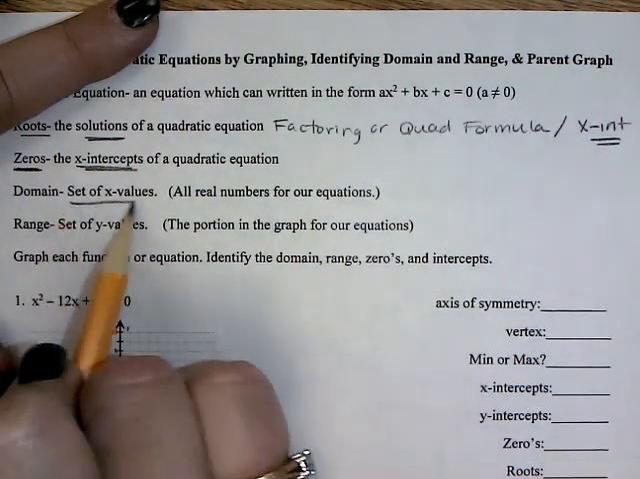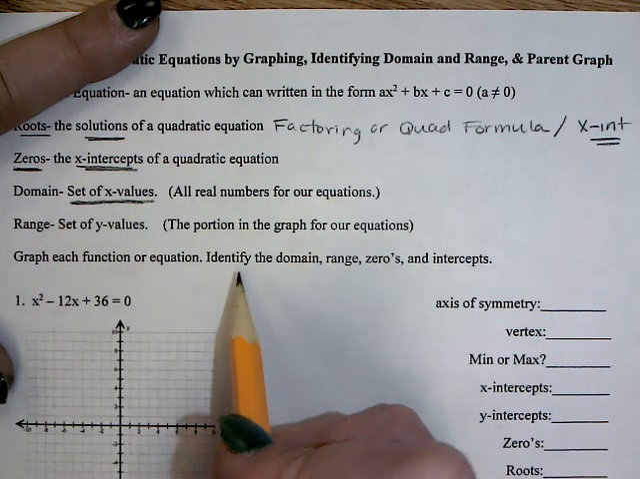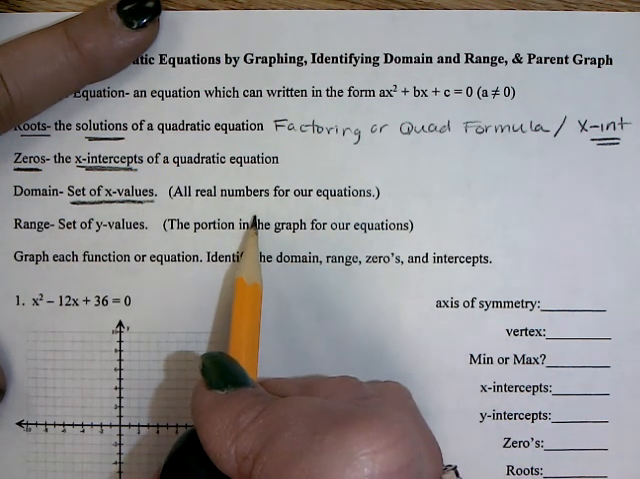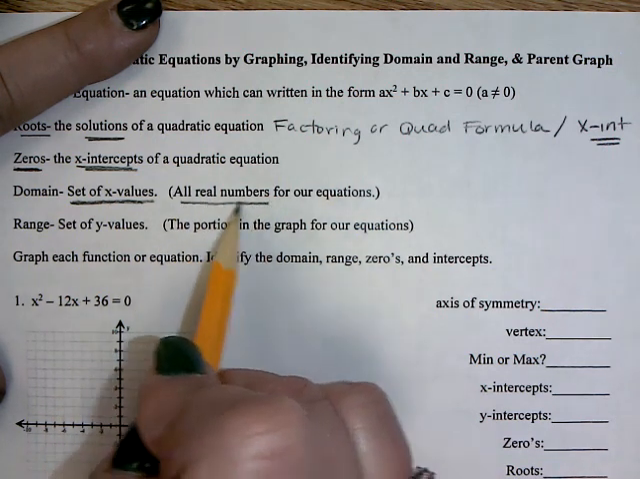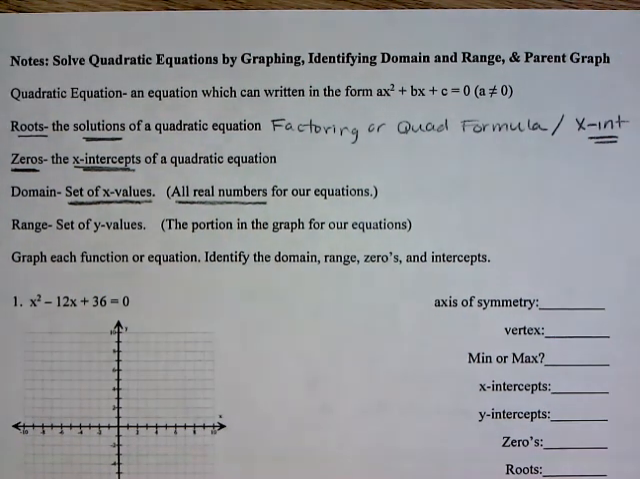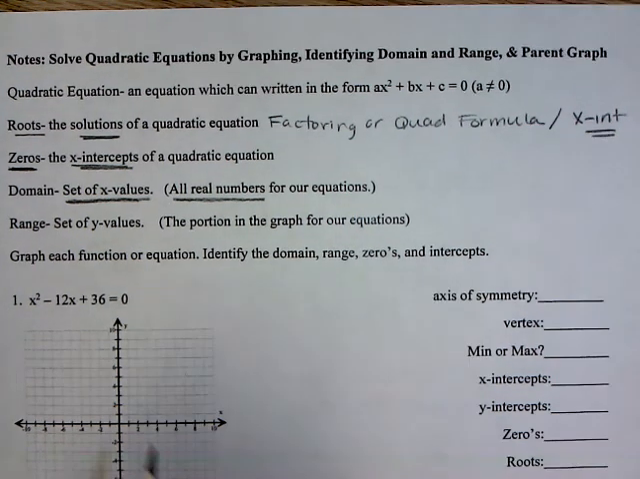The domain is the set of my x values. For what we are doing right now, because we only have y equals equations, it's going to be all real numbers. When you get into Algebra 2, that changes, but right now, because all of our equations are going to be y equals, they're all real numbers because our graphs make U's that go up, up, up forever and spread out, or go down, down, down forever and spread out. So it's all real numbers for our x values.